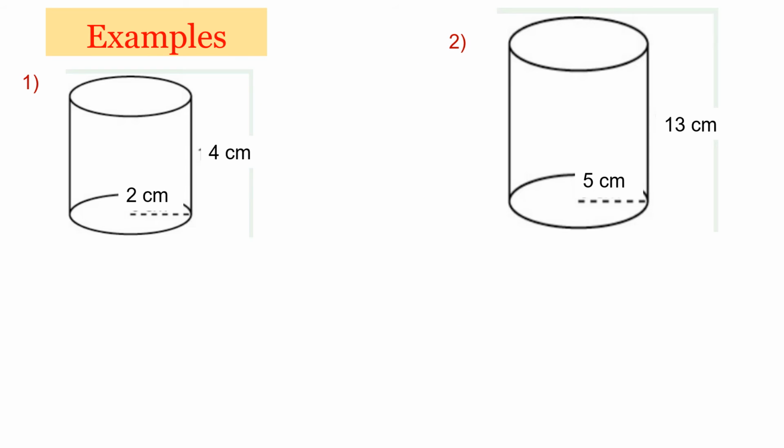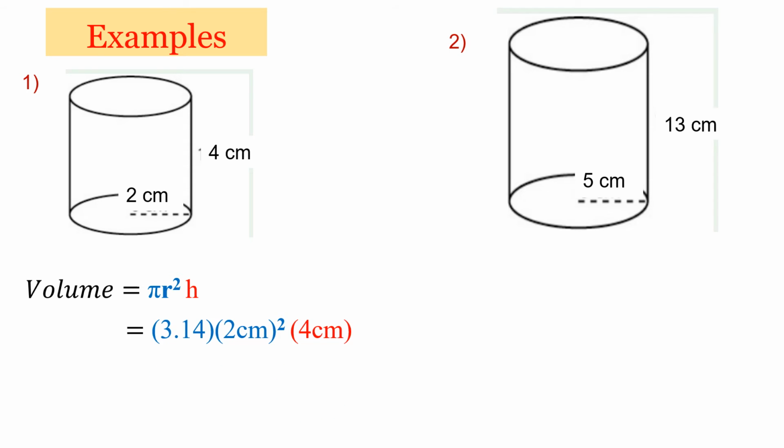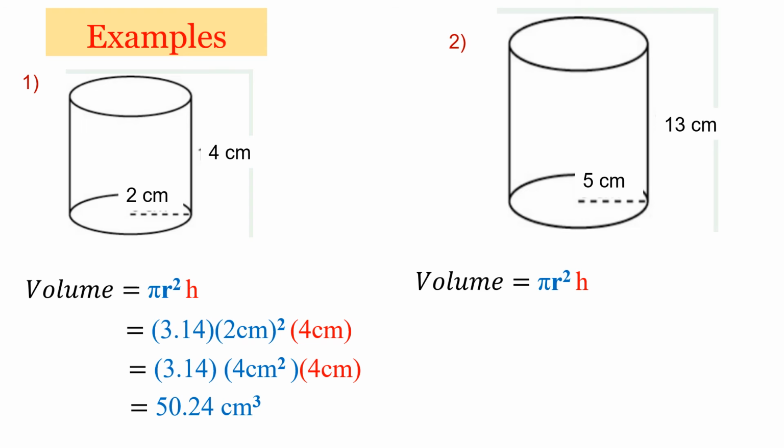Okay, so let us have these examples. In figure number 1, to solve for the volume, we are going to use the formula pi r squared h. Since the radius is given and the height is given, all we need to do is substitute all the values, and we are going to use pi equals 3.14. Multiplying everything, and be very careful with your r squared, 2 squared is equal to 4. Multiplying this, it is equal to 50.24 cubic centimeters. In determining the volume of any solid figure, it is always expressed in cubic units, or to the third power.